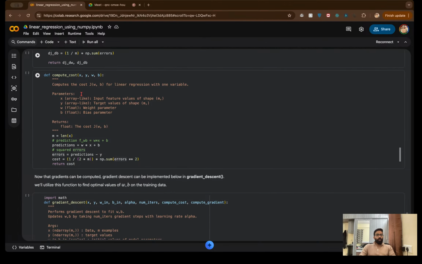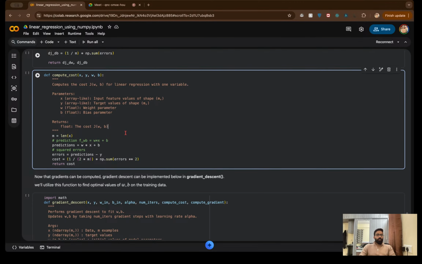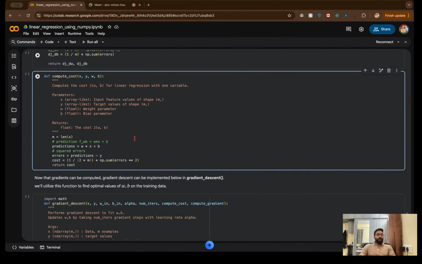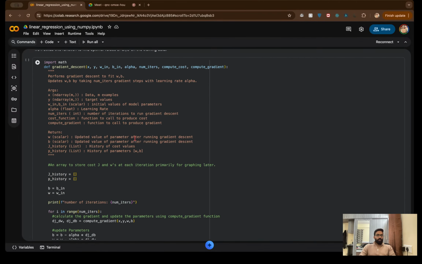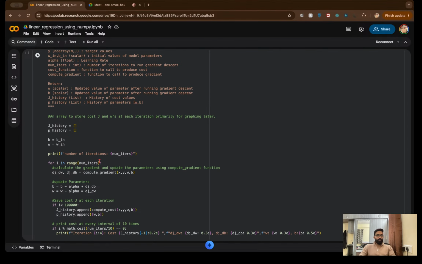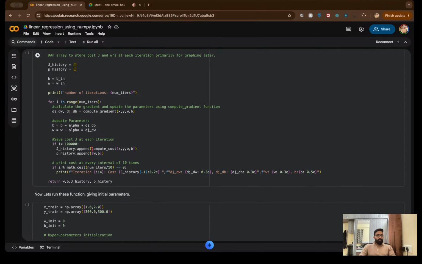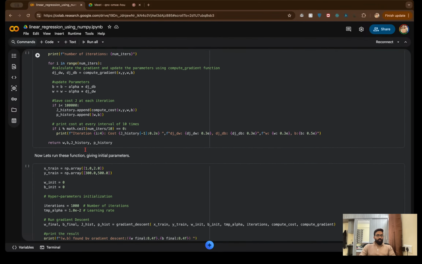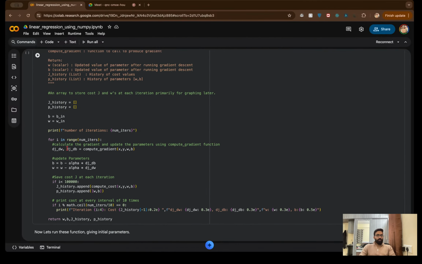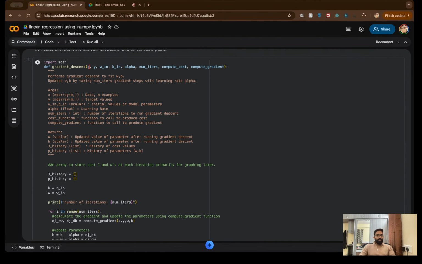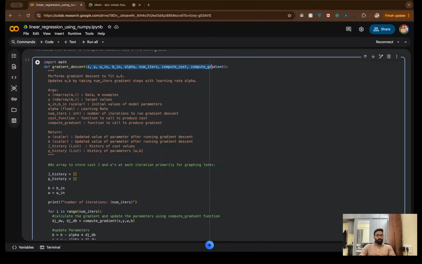So in this compute cost, I am computing the cost of our model, and it is part of the gradient descent algorithm. Now this is the gradient descent algorithm. In this algorithm, I am computing the cost, and what will it return? What will it take? It will take these many parameters. How many? The number of x and y?